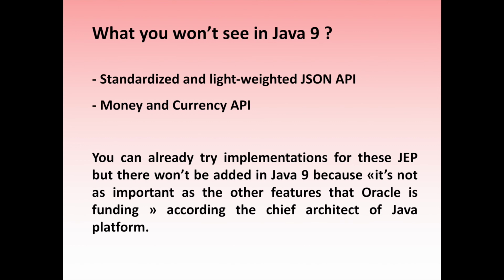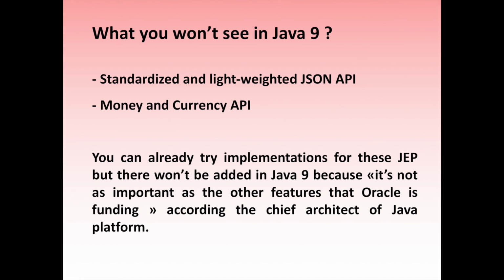A standardized and lightweight JSON API is hyped by many Java developers. However, it didn't make the cut due to funding issues. Mark Reinhold, chief architect of the Java platform, said on the JDK 9 mailing list, "This JEP would be a useful addition to the platform, but, in the grand scheme of things, it's not as important as the other features that Oracle is funding, or considering funding, for JDK 9. We may reconsider this JEP for JDK 10 or a later release."